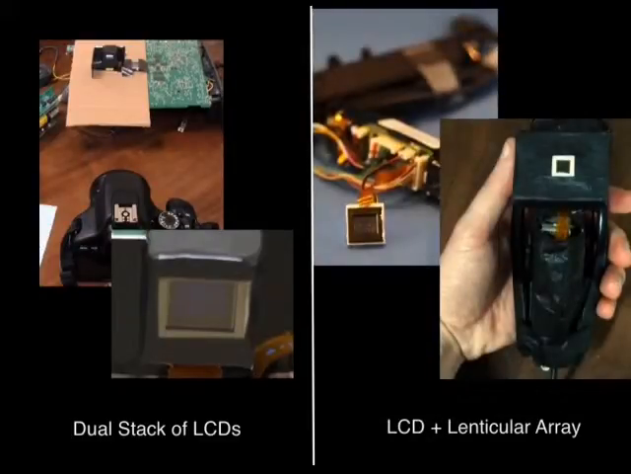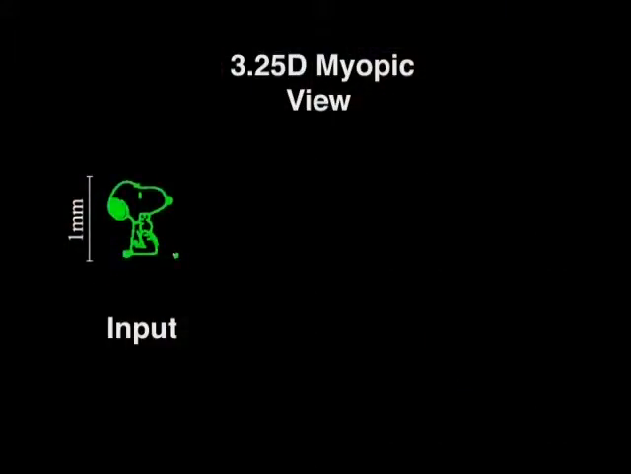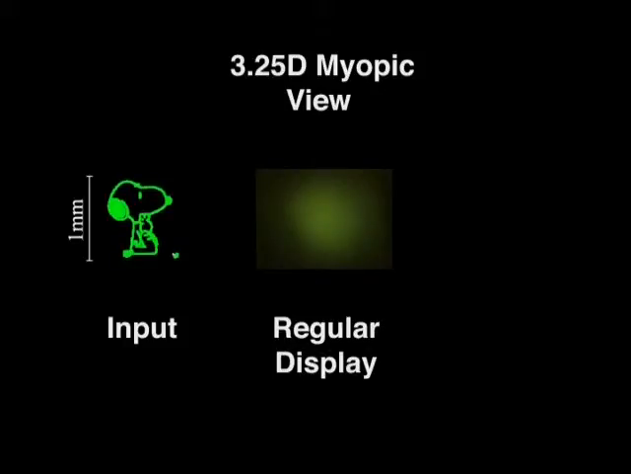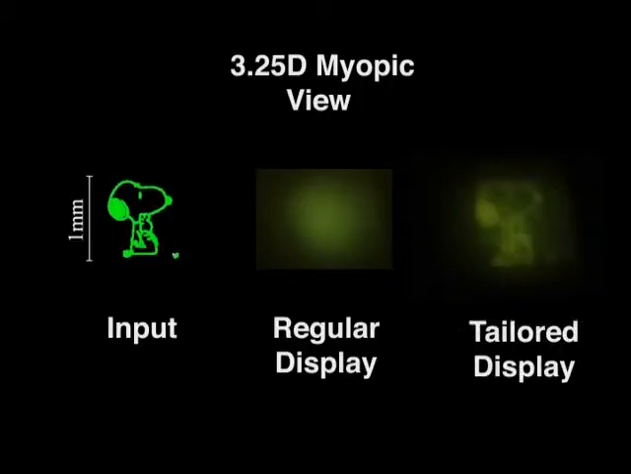We evaluated two tailored displays. The first one uses a dual stack of high-resolution LCDs, while the second uses a high-resolution LCD with a lenticular overlay. Snoopy here is tailored for a 3.25 myopic view. This image is quite tiny in a regular display, and the subject is only able to see a rounded blur. On our device, however, he receives an improved image.